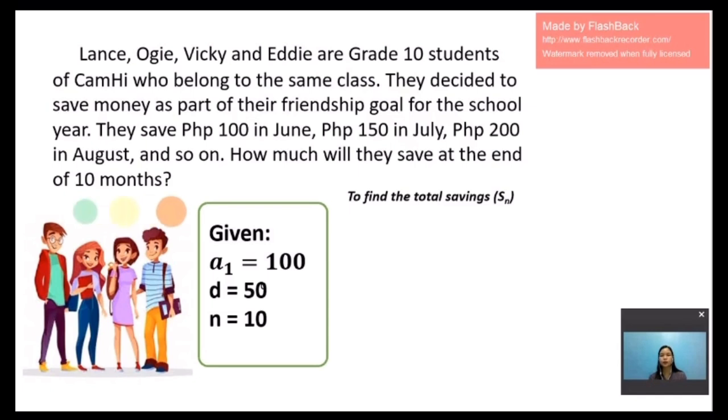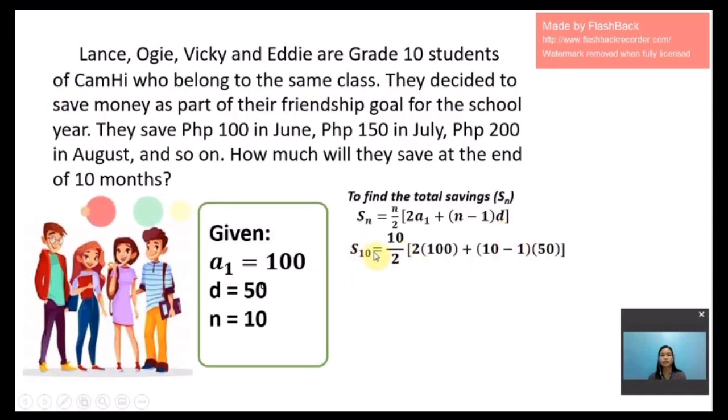So to find the total savings S sub n, we can use this formula. S sub n is equal to n over 2 times the quantity of 2a sub 1 plus the quantity of n minus 1 times d. Substituting the values in the given formula, we have S sub 10 is equal to 10 divided by 2 times the quantity of 2 times a sub 1, which is 100, plus n is 10 minus 1 times d, which is 50.